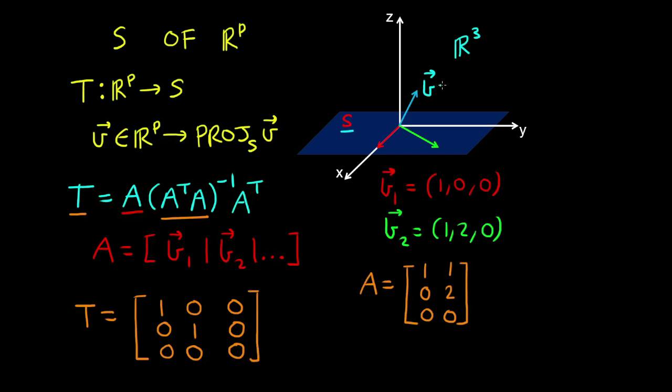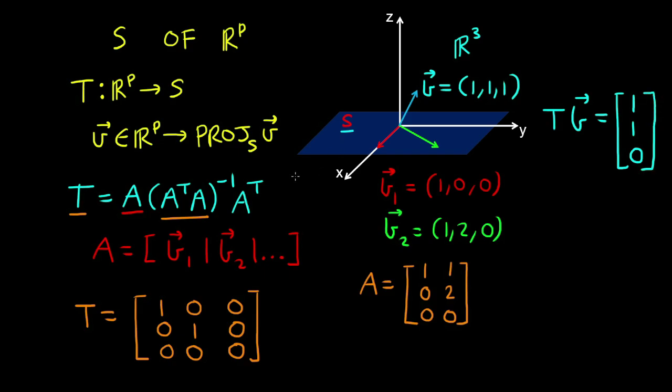So for example, if you project this vector B on the subspace S, and B has components 1, 1, 1, then you just multiply T by B, which will give you the following vector. And this is the same result that we got when we derived the standard matrix for the orthogonal projection on the xy plane, as expected.